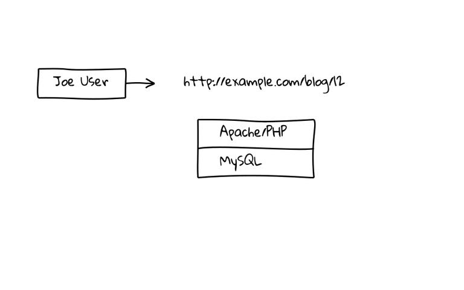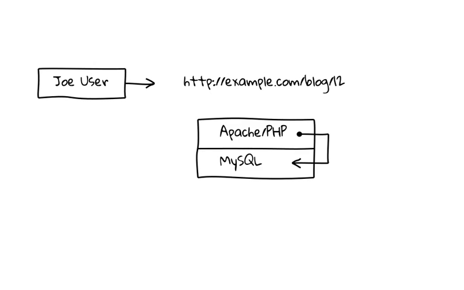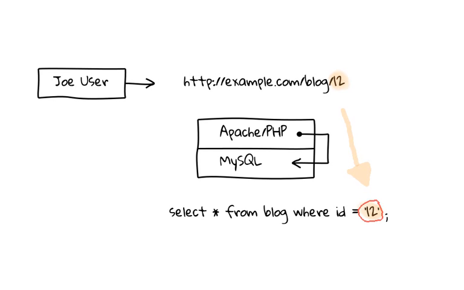Your blog software queries the database asking for the 12th blog post. The SQL statement will probably look something like this: select star from blog where ID equals 12. You will notice that the 12 from the URL and the 12 in the SQL statement are the same. This is because we're using user-supplied data to query the database. This can be extremely dangerous if the user input is not filtered correctly.